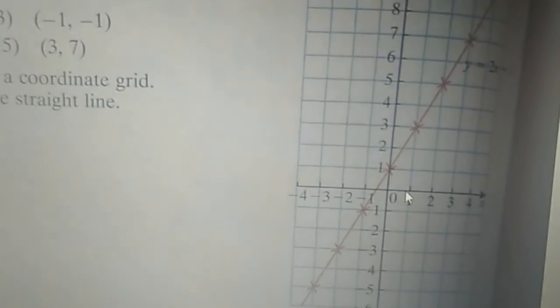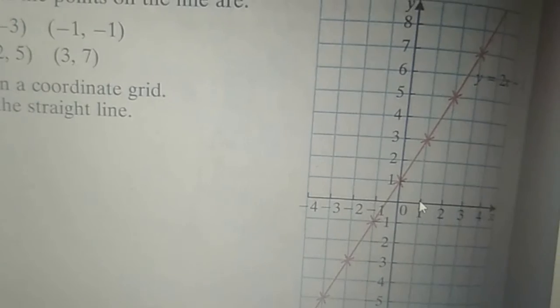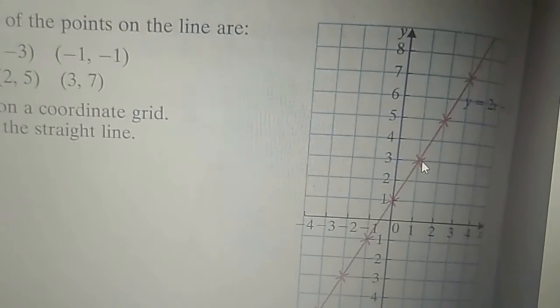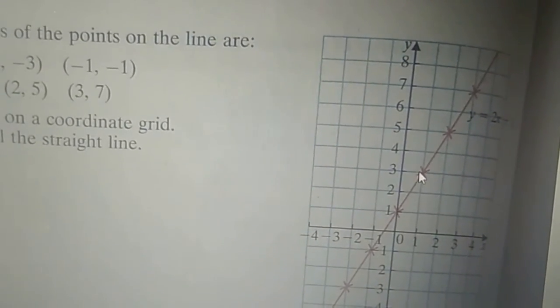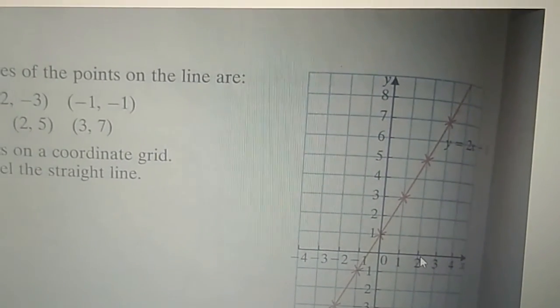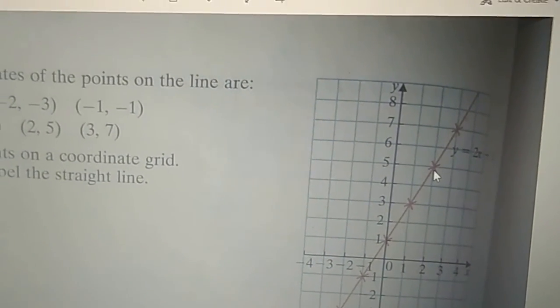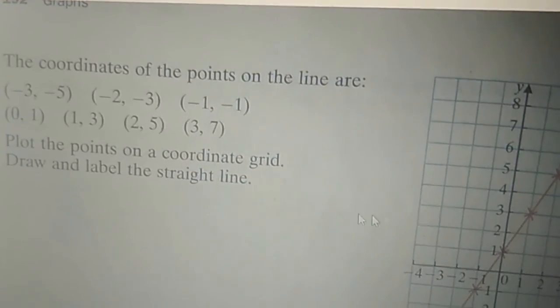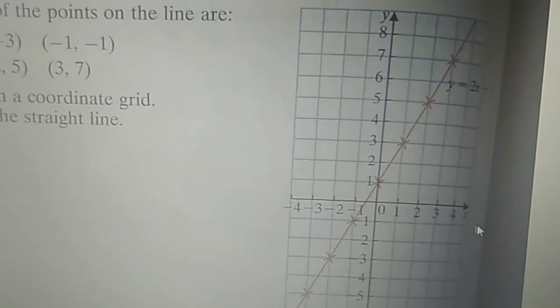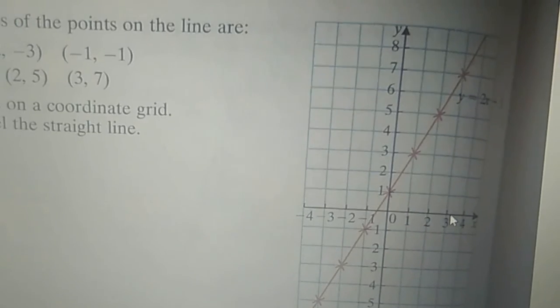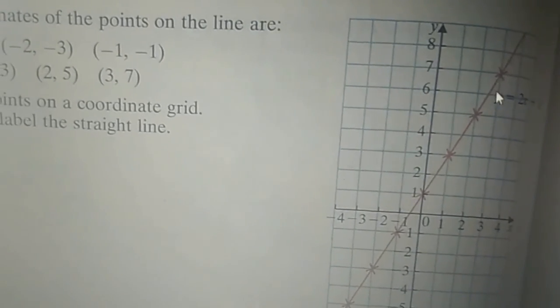1, 3: 1 on the x-axis, 3 on the y-axis. So this is 1, 3. They have put a cross mark. Then we have 2, 5. This is 2, this is 5. They have put a cross mark. And then we have 3, 7. This is 3 on the x-axis and 7 on the y-axis. So here they have put a cross mark.